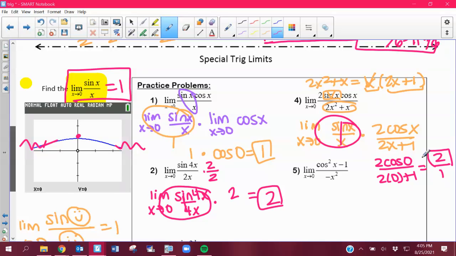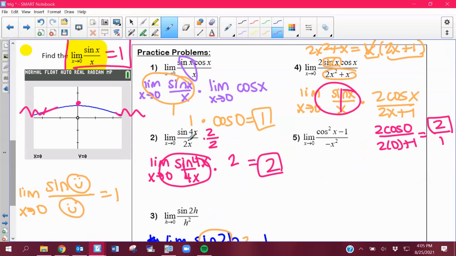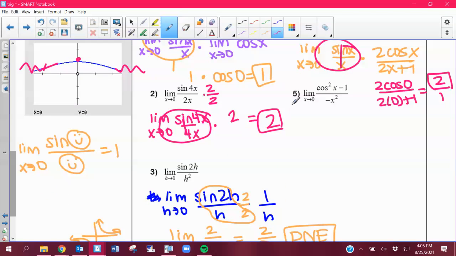Again, all of these things I've been trying to plug in 0, and I end up getting 0 over 0. So the way that I'm changing my equation is, again, doing some sort of factoring, splitting up my expression so that way I have a sine x over x or something like that.